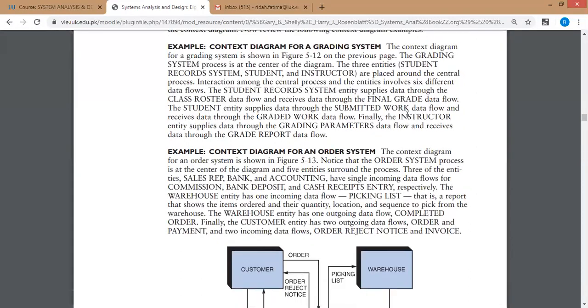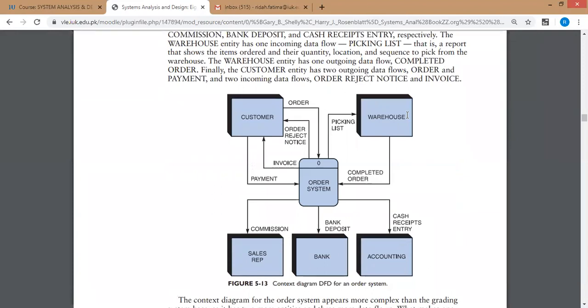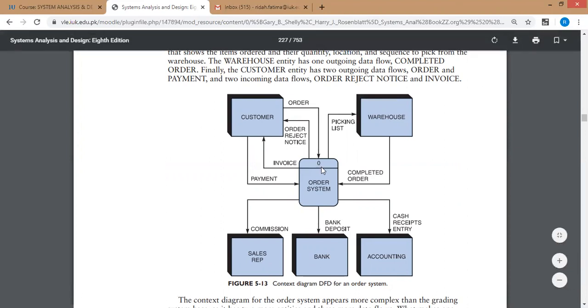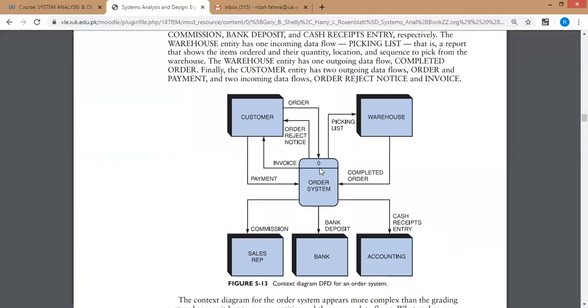Moreover, in a context level view, please see this diagram, Figure 5.13. This is for the order system, in which all the entities mentioned in the above scenario have been highlighted. There's a process with the process number 0. If you see my arrowhead, it's pointing at the process number. It's not an O, it's a 0. The 0 represents the entire process, the entire software that is to be built.